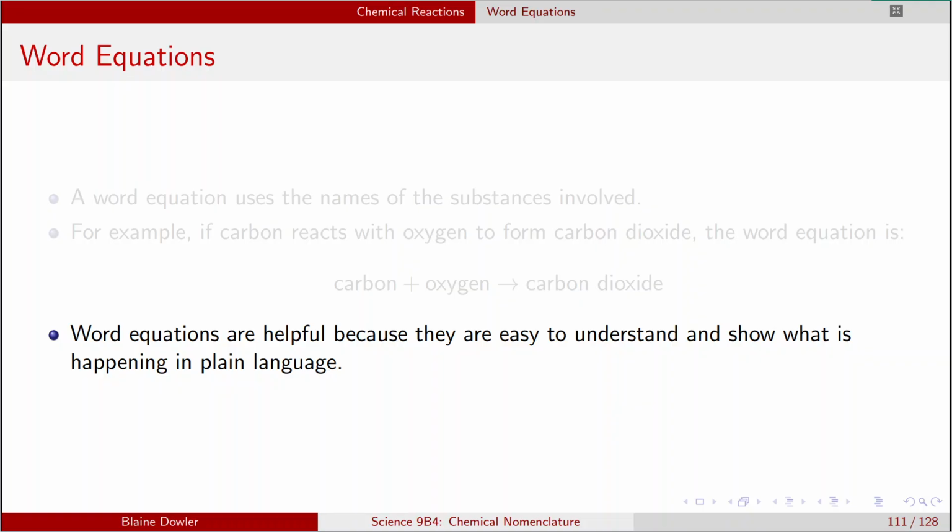Word equations are helpful because they are easy to understand and show what is happening in plain language. We don't see them a lot as we get further in courses because they do take up more space on the page and they leave out all the numbers that provide additional information.